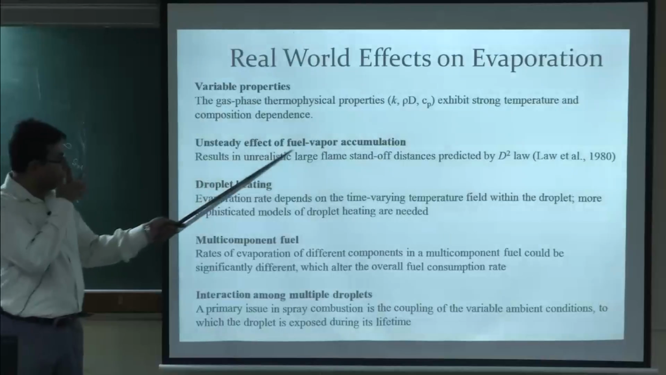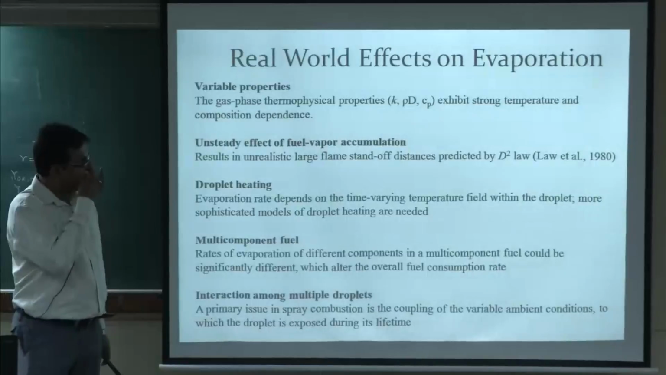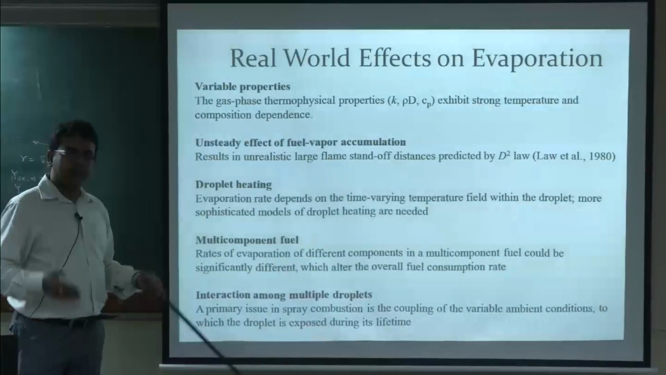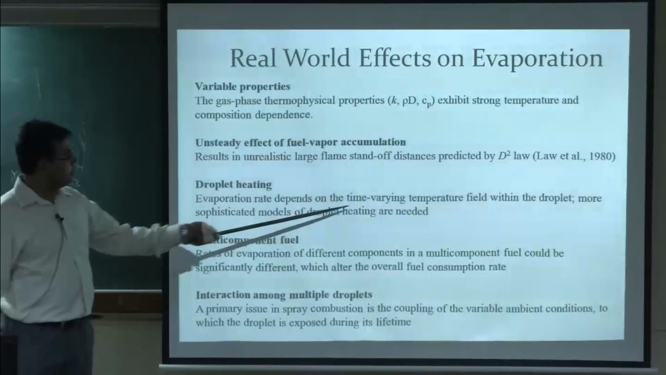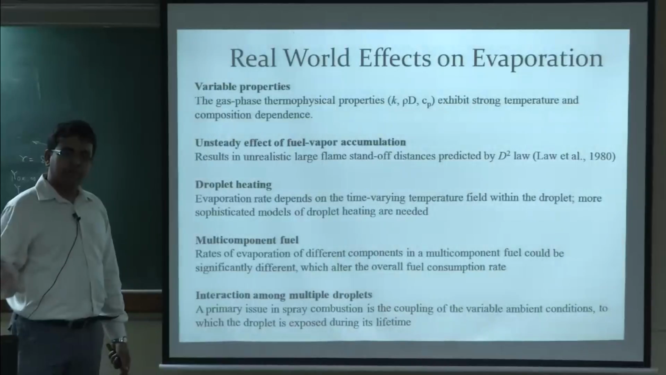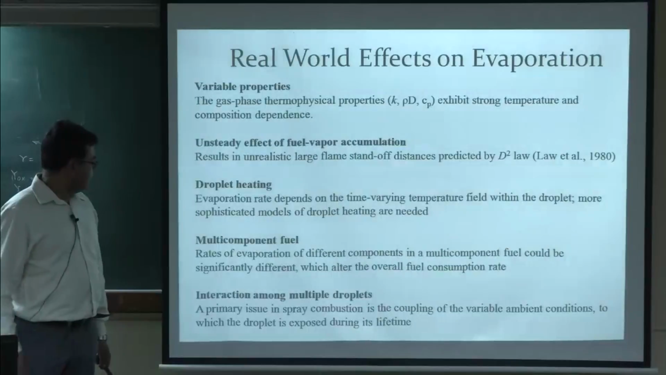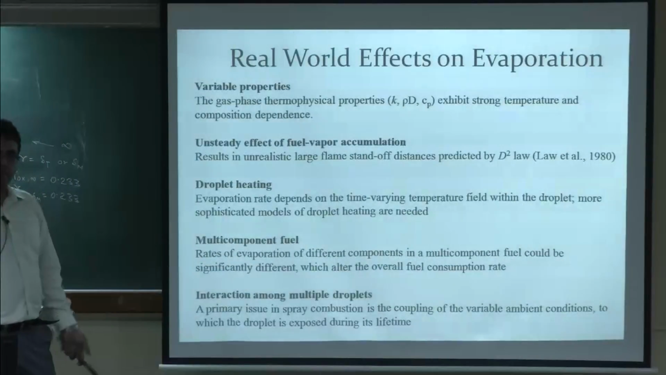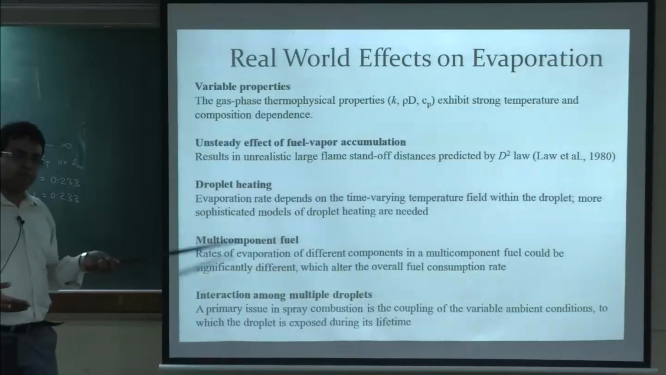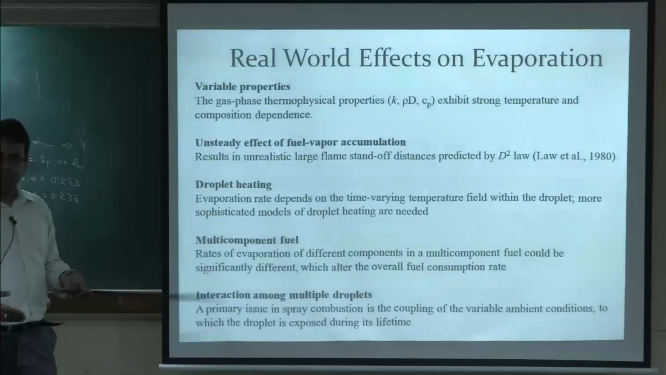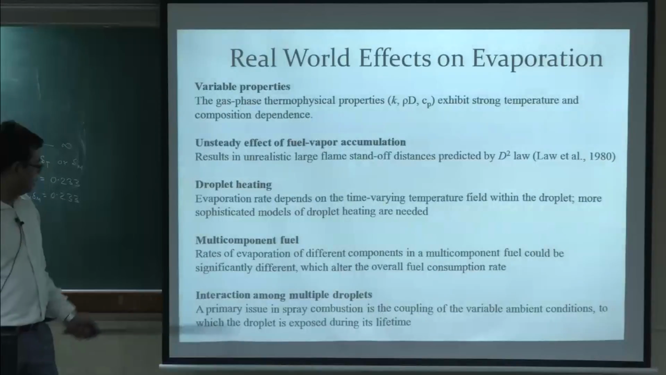Next, the unsteady effect of fuel vapor accumulation. This results in an unrealistically large flame standoff radius, so it deviates from the d-squared law. Then droplet heating: the evaporation rate depends on the time varying temperature field. If the temperature field changes with time, then the rate of evaporation will also change. Then multi-component fuel. Whatever fuels we are using now have several components, and so far we have analyzed only a single component fuel. So multi-component fuel needs to be considered in our analysis.